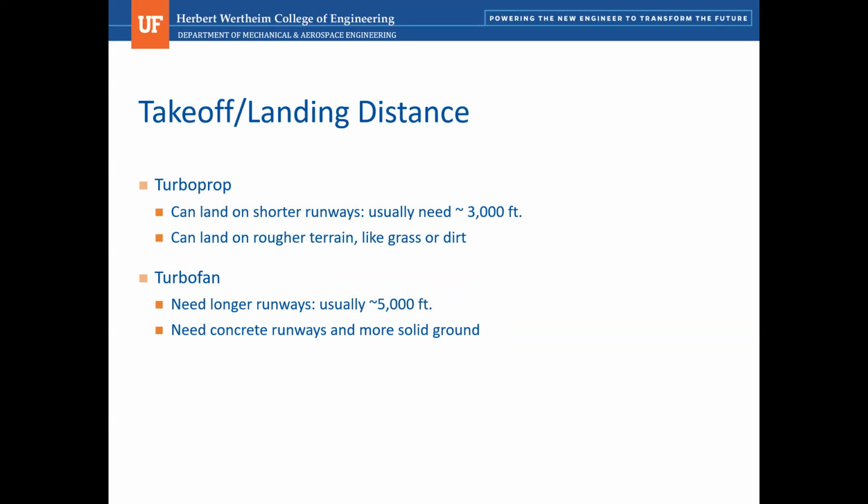Takeoff and landing distance was also taken into account. The turboprop engine can land on shorter runways and generally needs about 3,000 feet. It can also land on a lot rougher terrain like dirt or grass, which would be used in our missions. The turbofan engine, however, needs a lot longer of a runway and generally needs concrete or more solid ground to take off and land from.